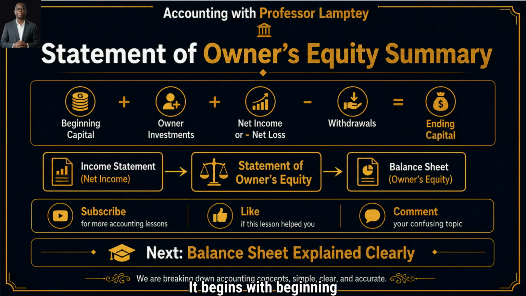Now let's summarize. The statement of owner's equity explains how the owner's claim in the business changed during the period. It begins with beginning capital. It adds owner investments. It adds net income or subtracts net loss. It subtracts withdrawals. And it ends with ending capital. Ending capital flows into the balance sheet. So when you look at the statement of owner's equity, do not see it as just another financial statement. See it as the bridge. It connects the income statement to the balance sheet.